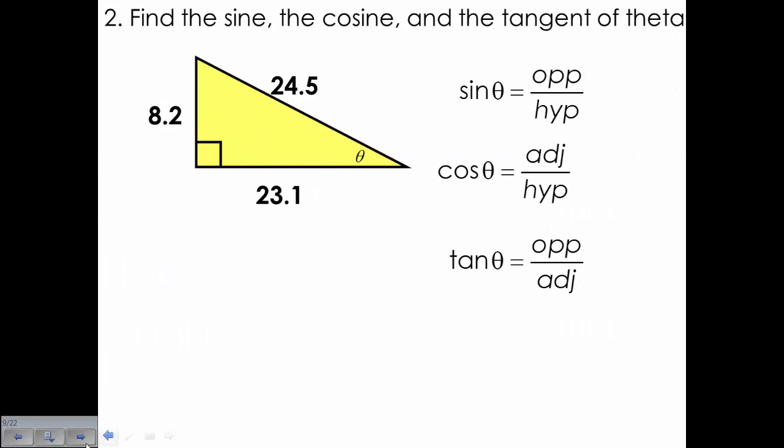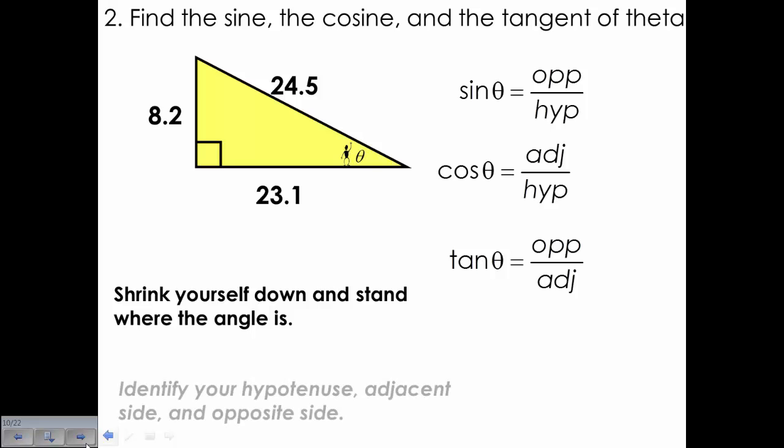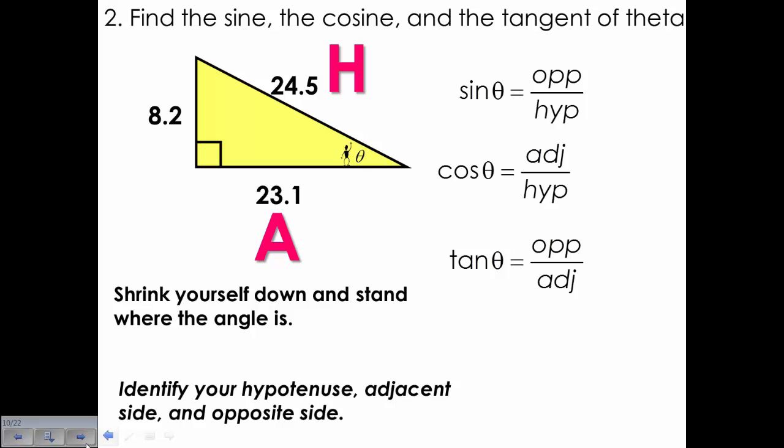Let's try another example. So copy this triangle down large enough that you could write some information down. Draw theta man where the angle is, and let's identify the 3 sides of the triangle. The easiest one to do first is the hypotenuse because it's across from the right angle. Your adjacent is always the closest leg, and the opposite is the leg furthest from you. Now write your ratios for sine, cosine, and tangent.